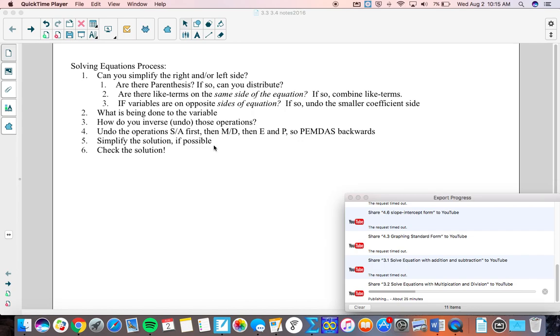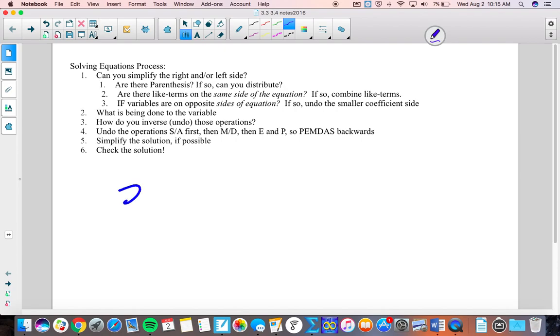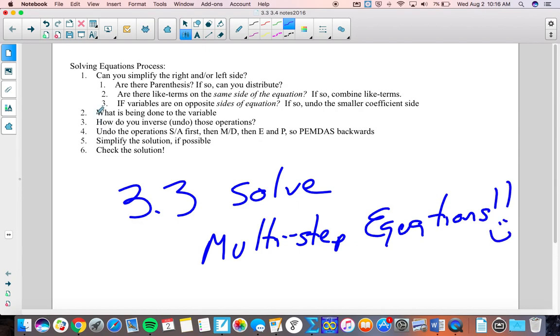Welcome. Here we're talking section 3.3. We're going to be solving some multi-step equations. We're going to be putting stuff together that we've been doing the last couple of days to solve equations. Woo! Let's do this.